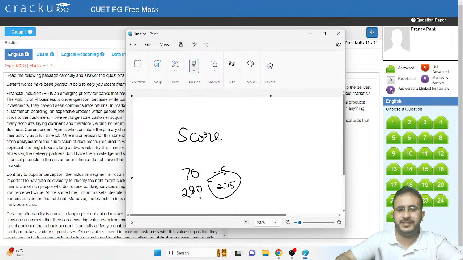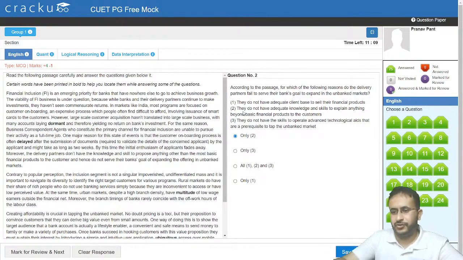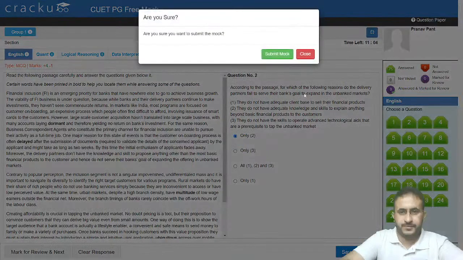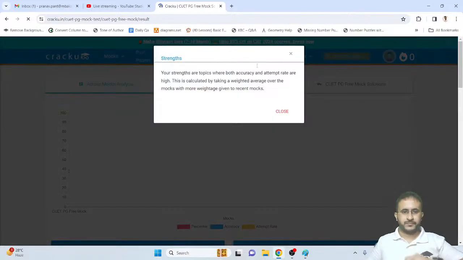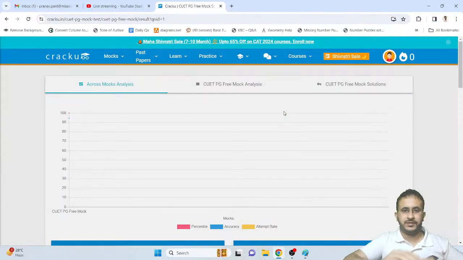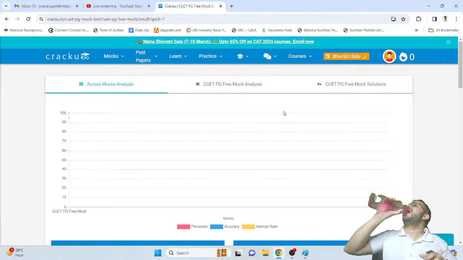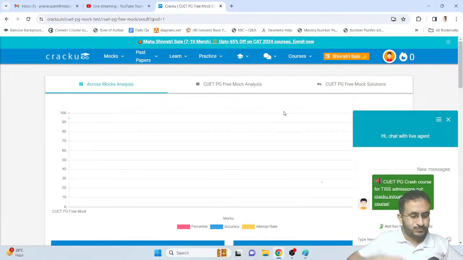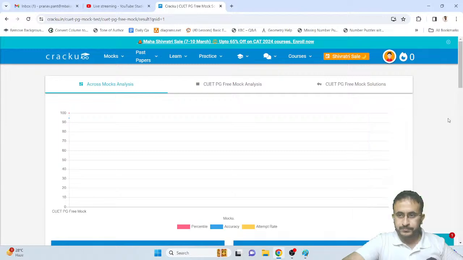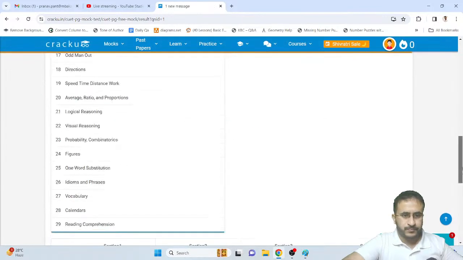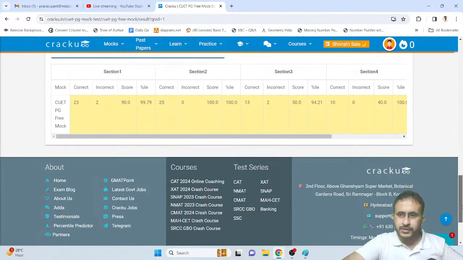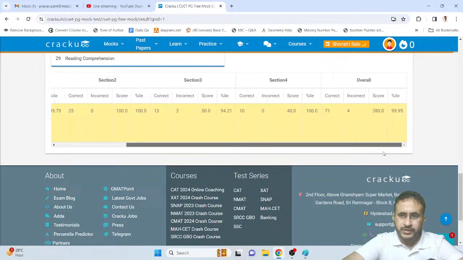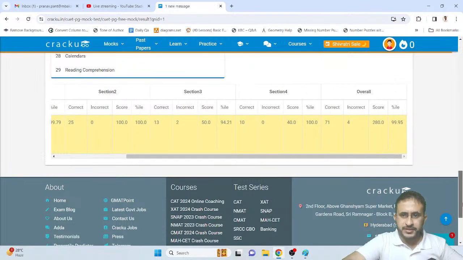ठीक है, अगर मैं predict करता हूँ 70 सही होंगे, -5, so 70 के 280, 275 तो बन जाएगा. इसमें कट ऑफ, like if this level of question comes, the cut off is going to be 250 plus. ठीक है, so let's see कि कितना इसमें सही होता है. Okay, let's see. Okay, so total 280 स्कोर आया इसमें.